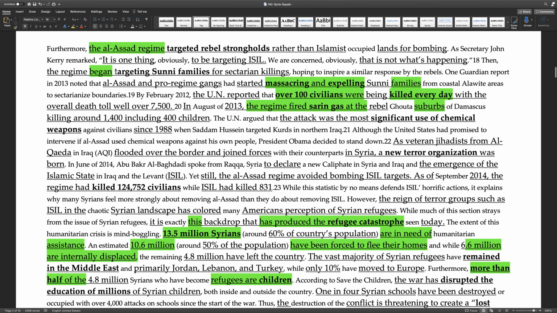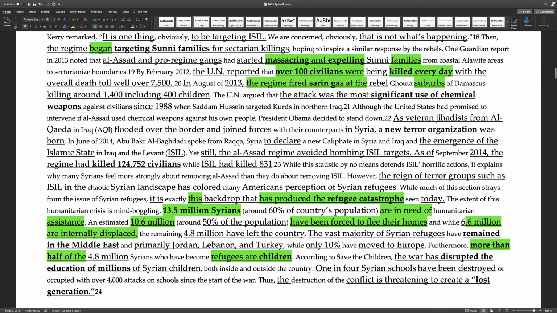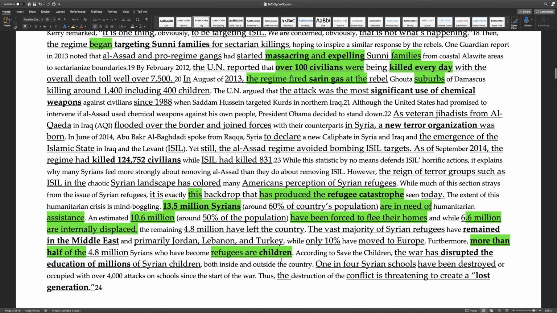The Assad regime began massacring and expelling families. Over 100 civilians were killed every day. The regime fired sarin gas at suburbs. This has produced the refugee catastrophe. 13.5 million Syrians are in need of assistance. 10.6 million have been forced to flee their homes. 6 million are internally displaced, and more than half of the refugees are children. I mean, wow, that's powerful, right?